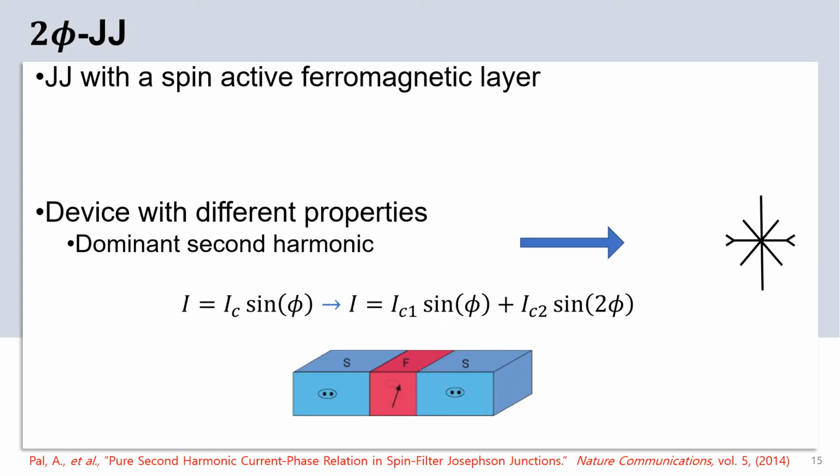2πJJ. We can build the Josephson junction with a spin-active ferromagnetic layer instead of the insulating layer and have a device with different properties, like a dominant second harmonic. We saw in the previous slides that a regular Josephson junction has a sinusoidal current phase relation. Now we still have a sinusoidal current phase relation, but we have a dominant second harmonic. We have two harmonics.